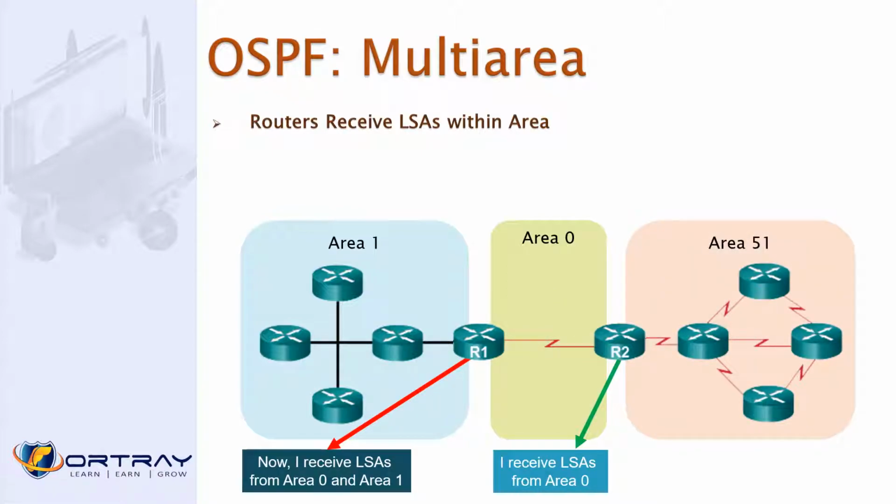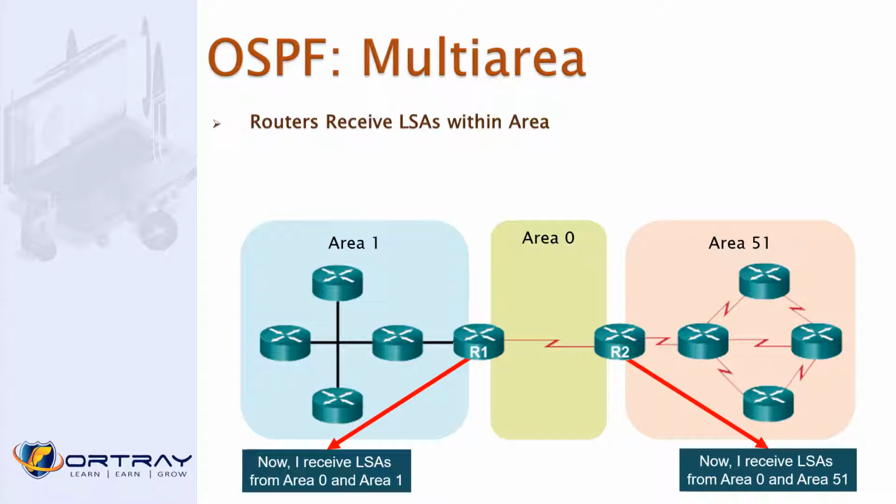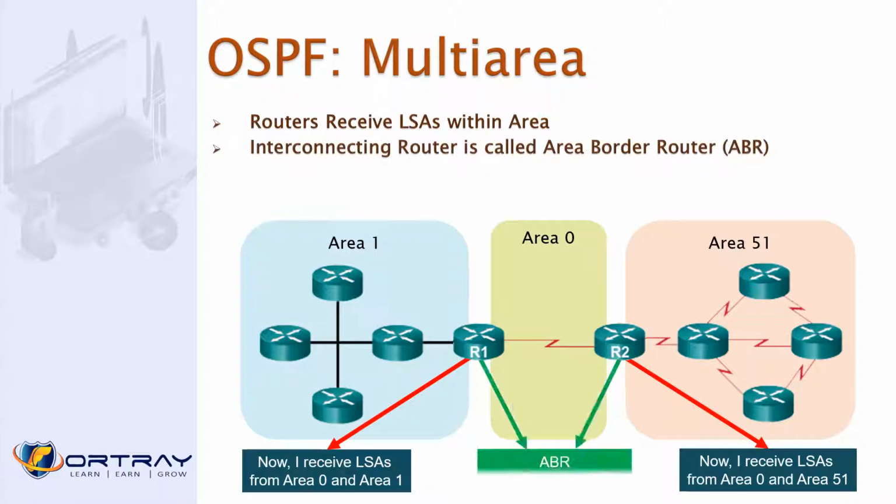So basically, previously we had one area 0, and most of the routers had too much routing table. The routing table is big. The CPU utilization and memory utilization are quite high. So the solution we came up with is to divide the network into smaller areas. So you can see now I receive the LSAs from area 0 and area 51. I'm not receiving link state information for area 1.